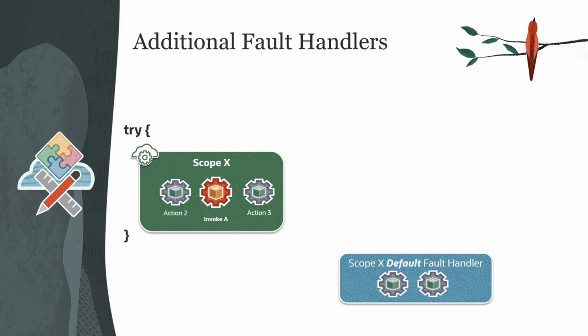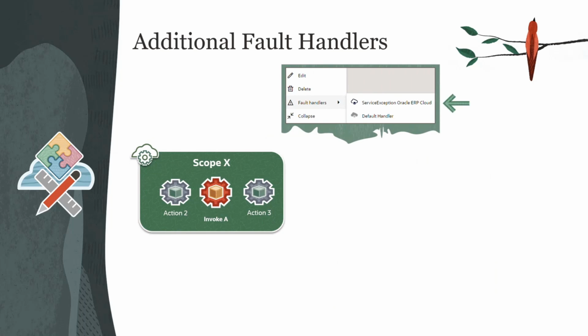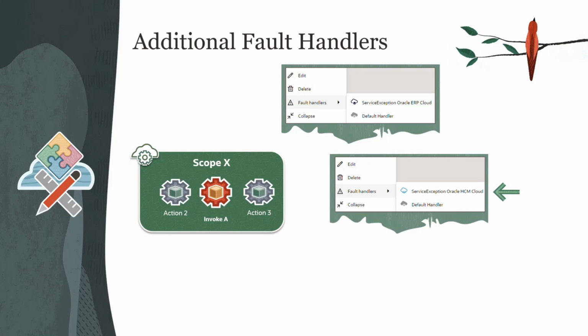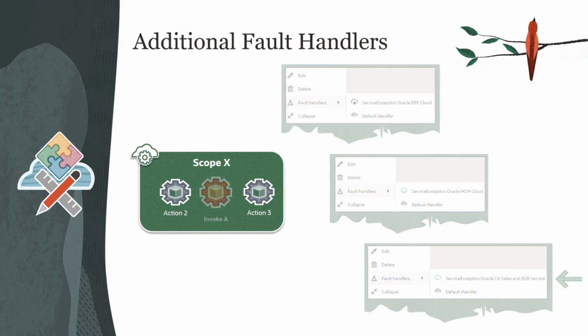However, to be more accurate, in addition to the scope's default fault handler, which actually functions more like a catch-all, in many cases there can be one or more additional fault handlers that will catch only a specific fault type. And this will depend on the type of adapter being used within the scope. For example, if there is an invoke to ERP Cloud within the scope, in addition to the default handler, you'd see a handler for an ERP Cloud service exception. Likewise, there is a service exception for Oracle HCM Cloud, as well as other Oracle application adapters.